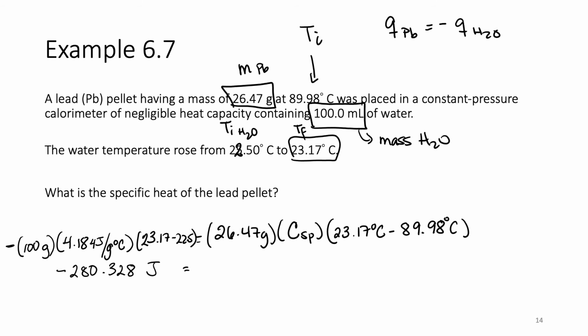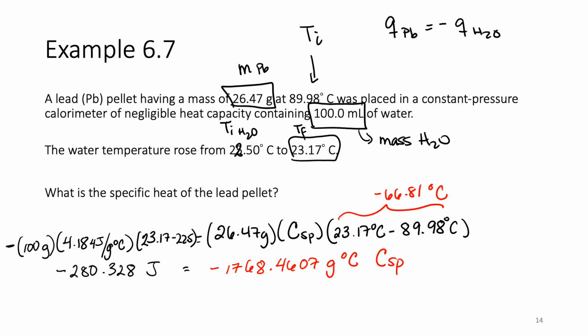On the other side, I'm going to solve my delta T just to make my life slightly easier. 23.17 minus 89.98. It gives me negative 66.81 degrees C. So now I have 26.47 times negative 66.81. It gives me negative 1768.4607 grams degrees C. Specific heat. You're like, these units kind of sort of make sense. Yes, they do. That is the point of units.